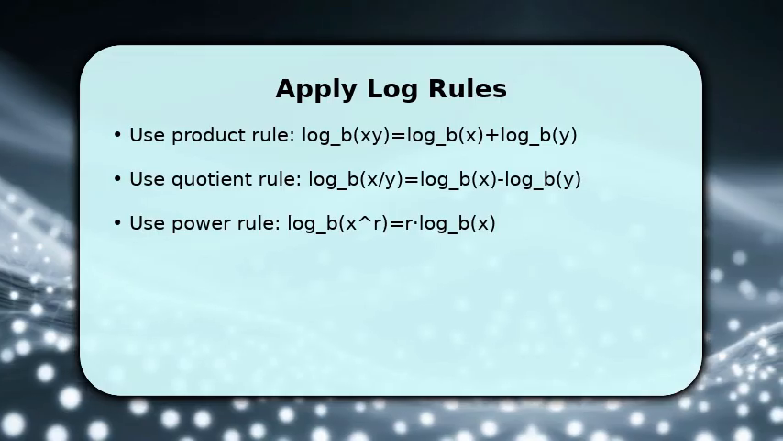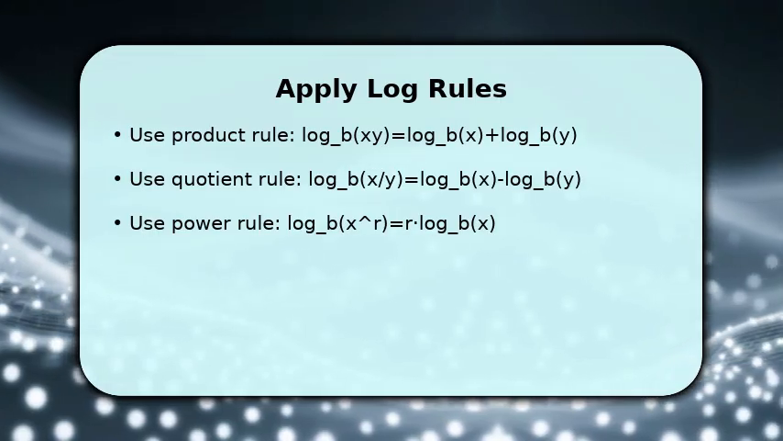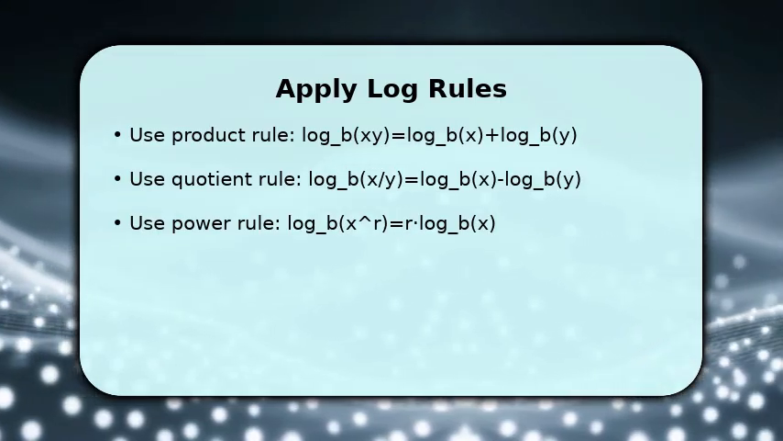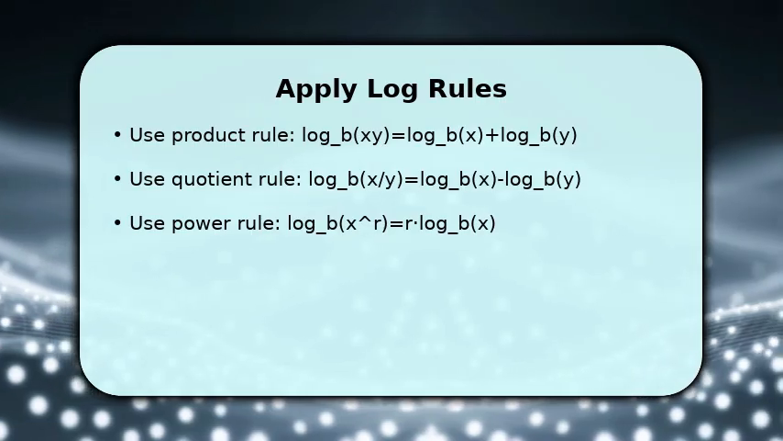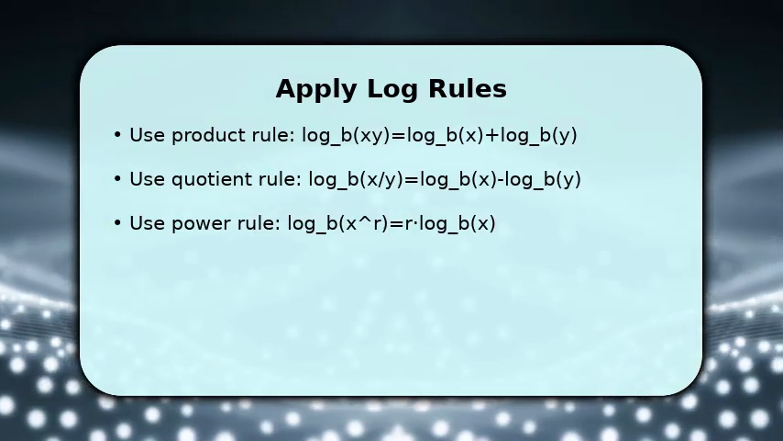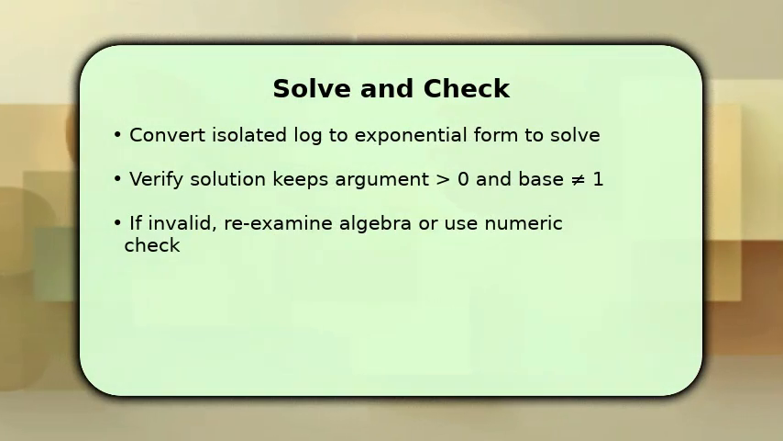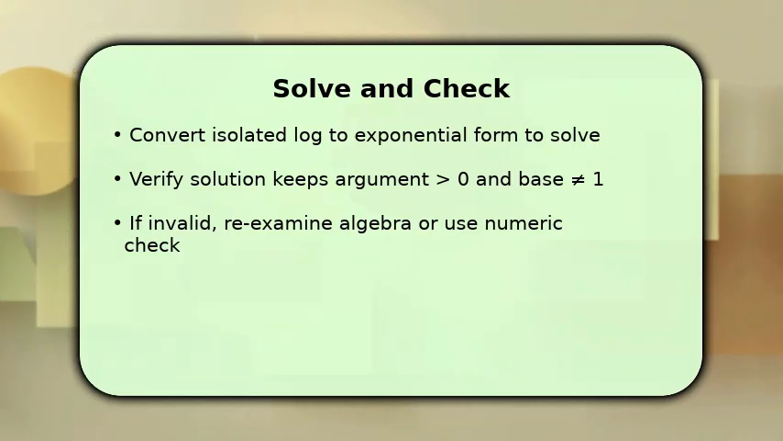Once terms are linear in the unknown, collect like terms and isolate the log containing the variable, so you're ready to convert back to exponential form. You finish by converting the isolated logarithm into its equivalent exponential equation and solving for the variable. This gives the explicit value.